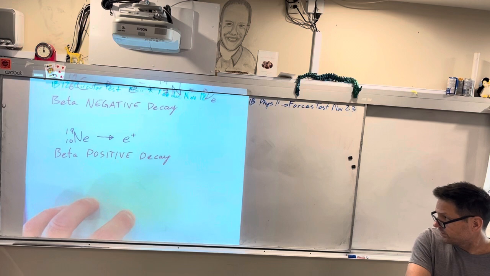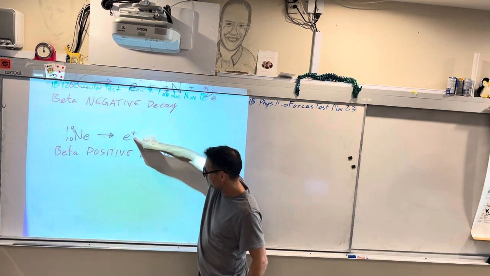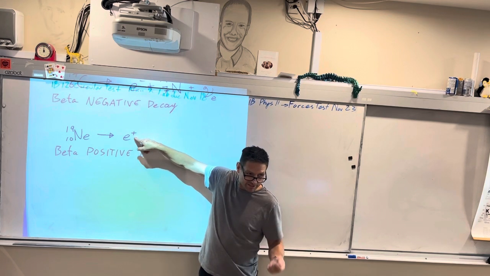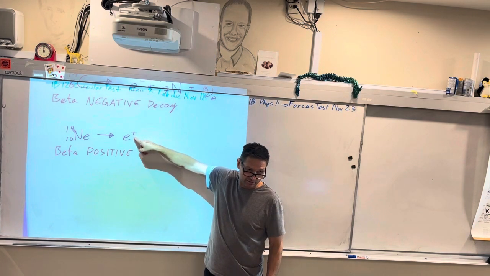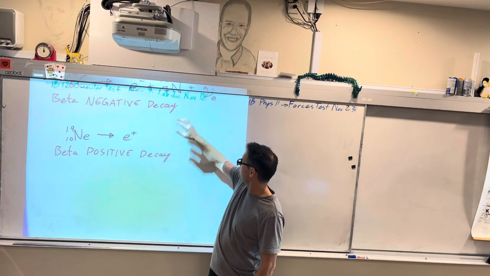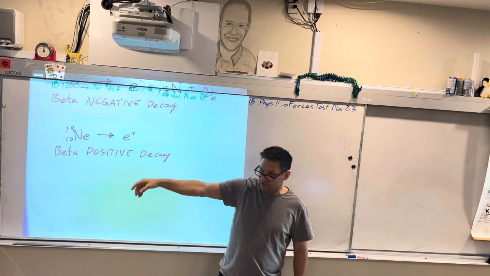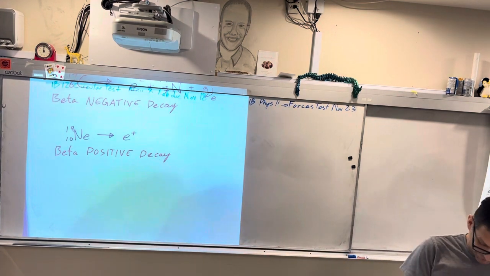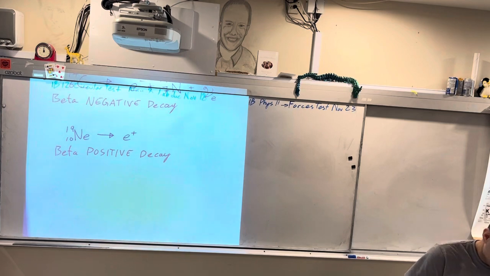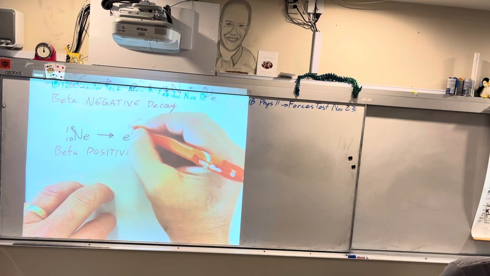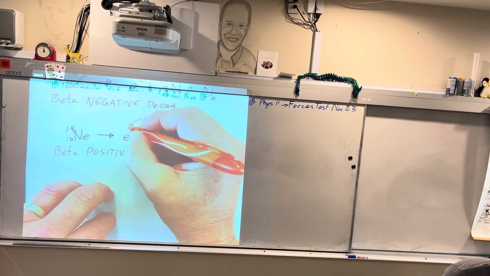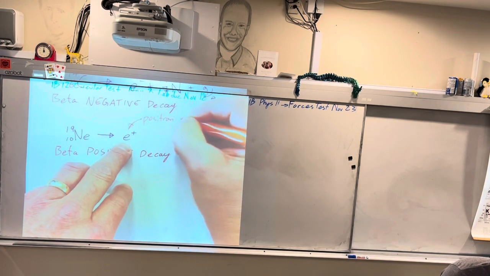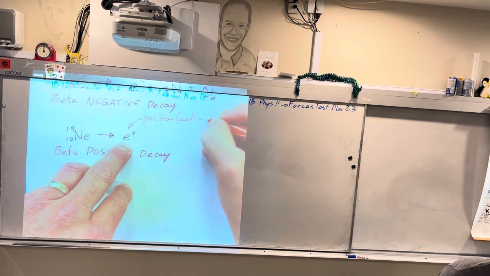You can also have a beta positive decay. This is a positron, which is the antimatter particle of an electron. Almost always the antimatter particle has a line drawn over top. This is the only one that's not, just because they want to make your life difficult. Should a neutron be set on the beta decay or no? No. So this is a positron, which is an anti-electron.